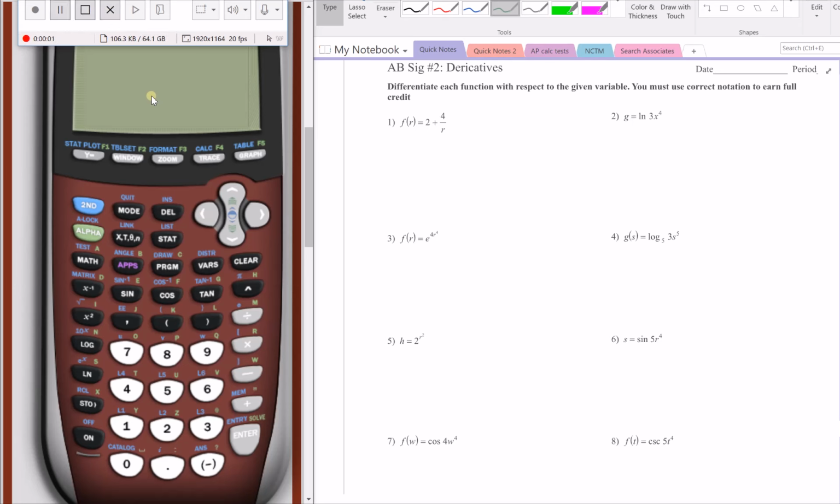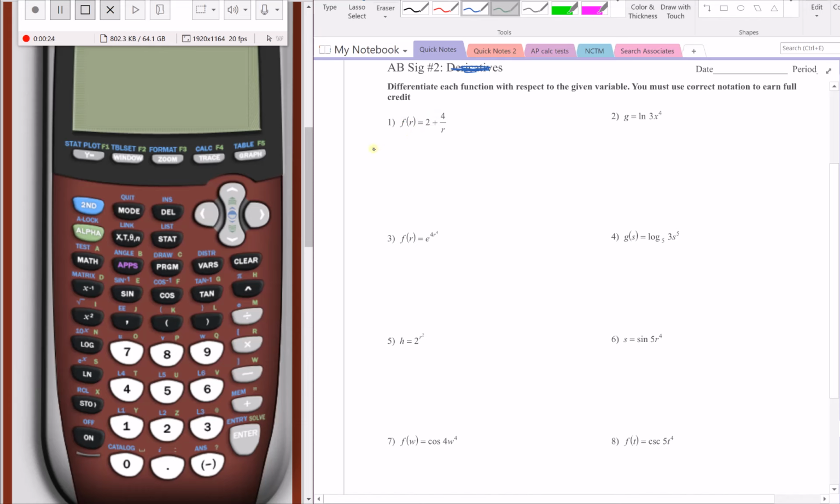Okay, hi everybody. This is Sig number 2, which is, oh gosh, derivatives. Basically, this is knowing your derivative rules, and you need to be able to use correct notation, and really you need to be able to simplify as well. I know it doesn't say so in here, but that's something we need to do: simplify. So it's differentiate each function, basically just trying to find the derivative.